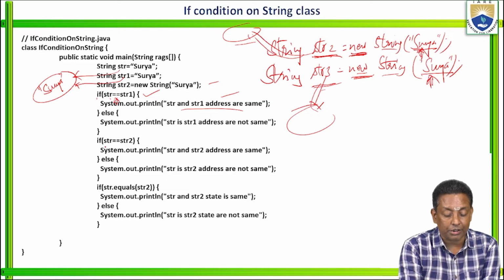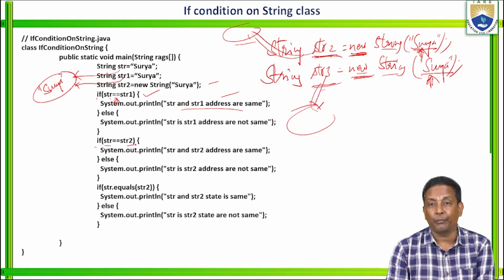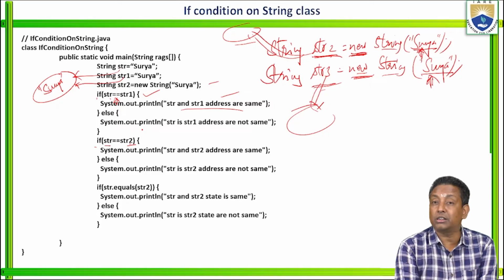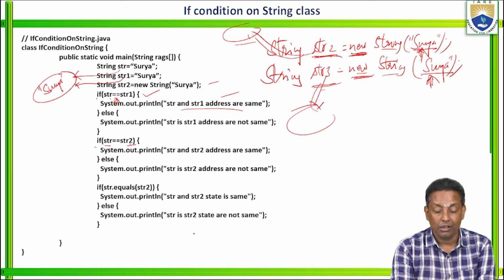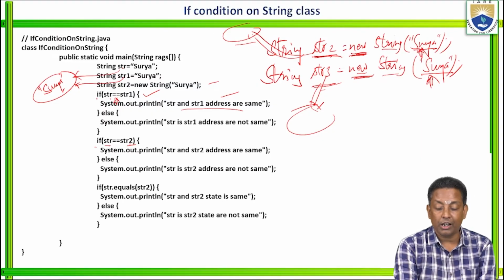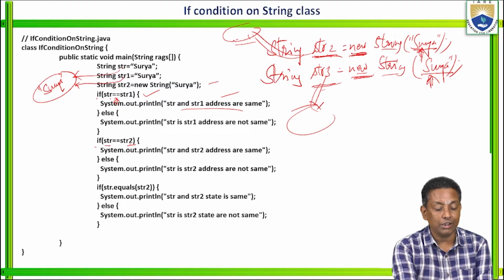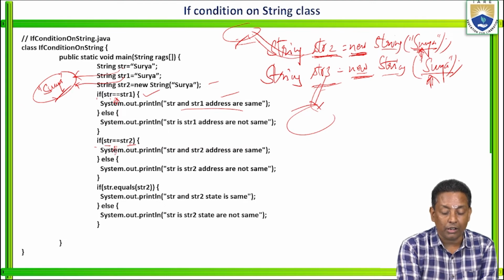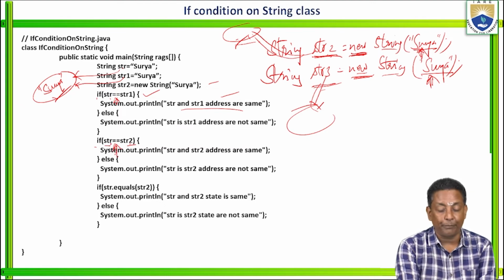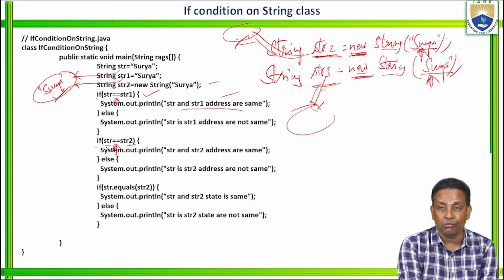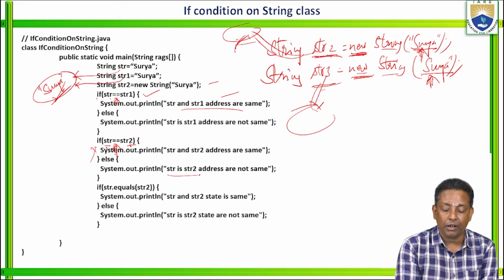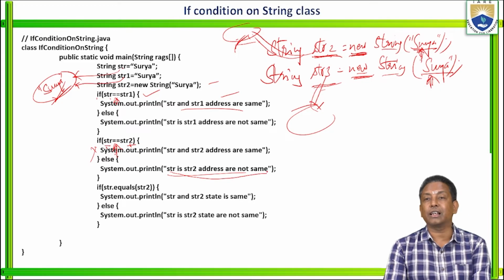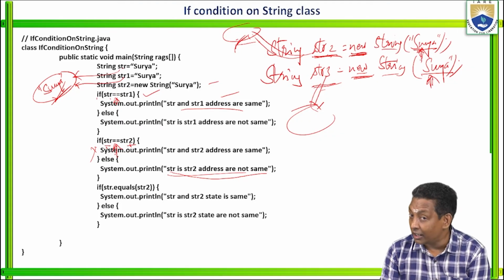Second, I am writing one more condition: if str == str2. The state of str2 is the same, but its address is different, because str is pointing to this memory and str2 is pointing to that memory. They are different, right? The equal to operator will compare their addresses but not their state. If you compare str with str2, because their memories are different, the if condition will fail and the else block will be printed: str and str2 addresses are not same, but their internal state is same.